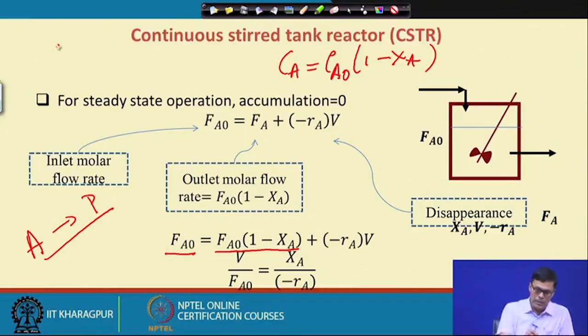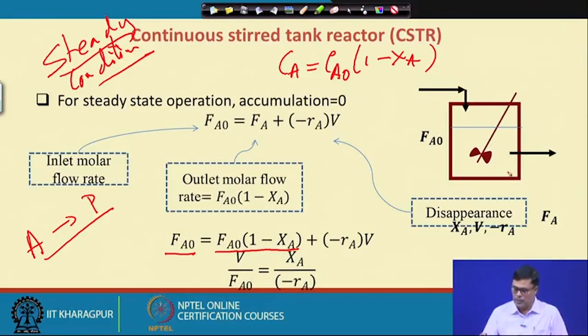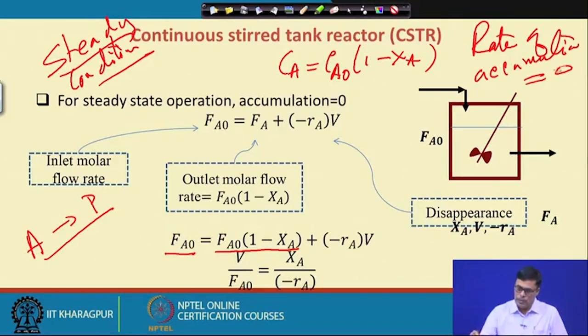Now, under steady state condition, what is steady state condition? When the substrate concentration is uniform, and this is possible when rate of accumulation is equal to 0. Then and only then your substrate concentration will be uniform. So, what will be the basic equation? Rate of input equal to rate of output plus rate of disappearance. This is the rate of disappearance.